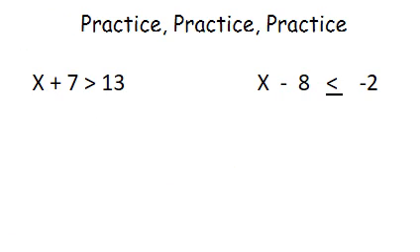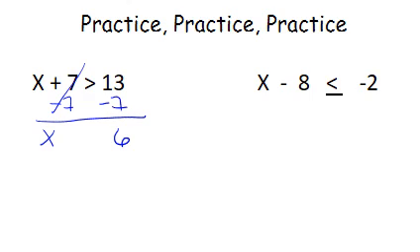Let's practice solving a one-step inequality. The first one, x + 7 > 13. So we see that we have x on the left, that's great. We have a positive 7, so the inverse operation is to subtract 7 on both sides. X comes down. 13 minus 7 is 6. And did we multiply or divide by a negative? No. So our inequality symbol comes down just like it is.